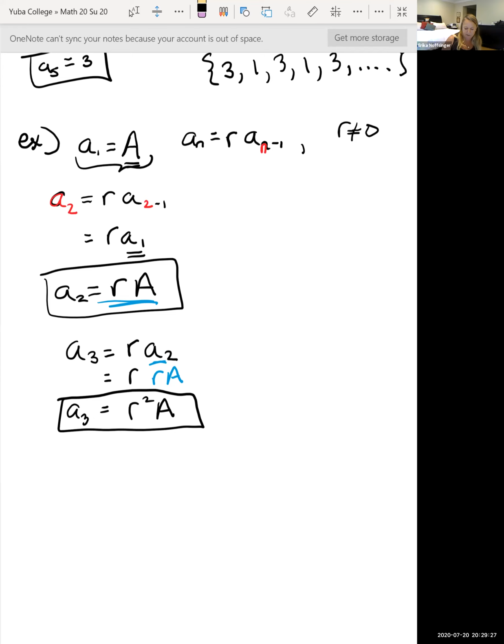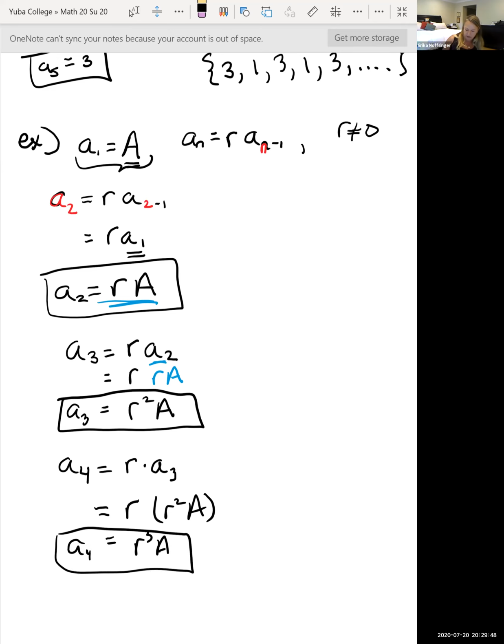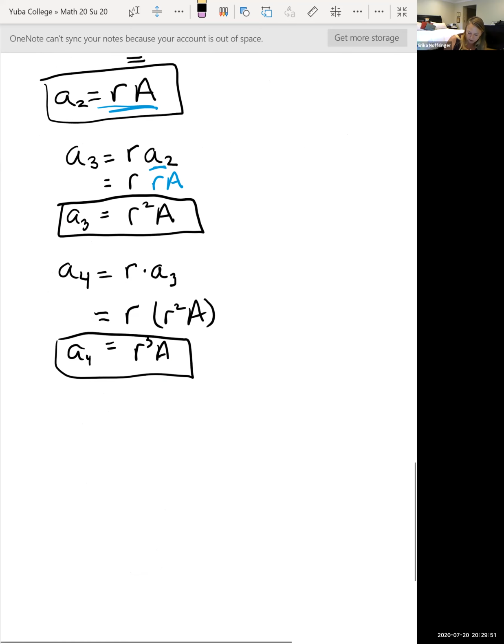If we look at a sub 4, this is equal to r times the term right before it, a sub 3. So this is equal to r times the term right before it, which is above here, r squared, capital A. Well, r times r squared is r cubed, A. A sub 5 is equal to r times the term right before, a sub 4. Well, this is r times r cubed times A. This is r to the 4th, A.